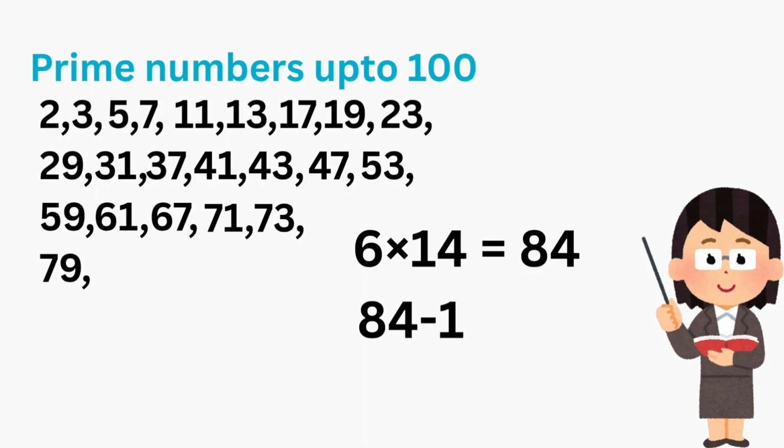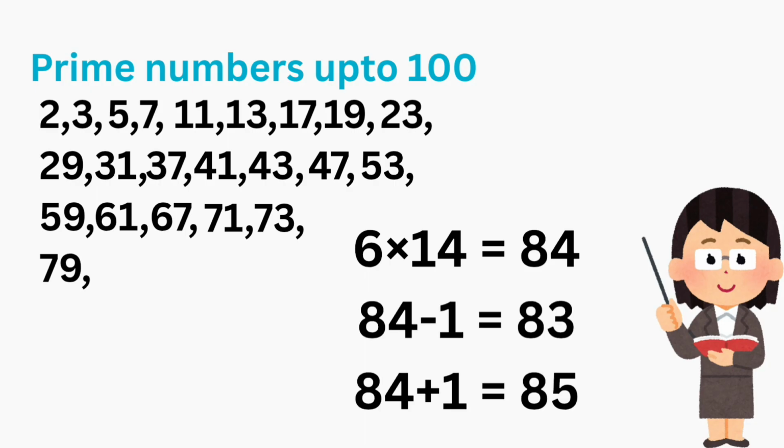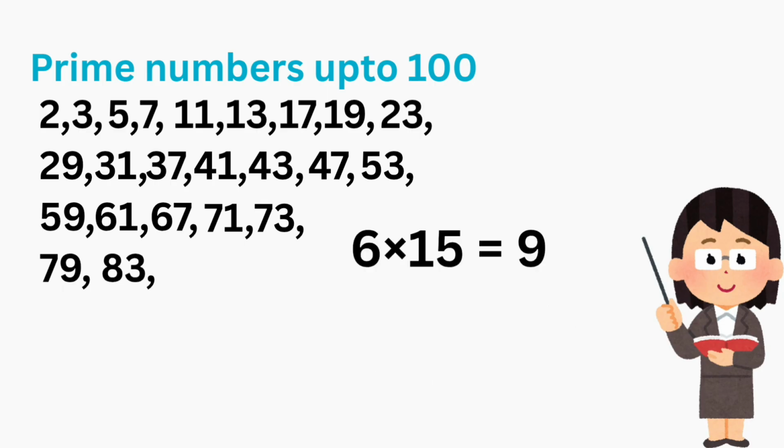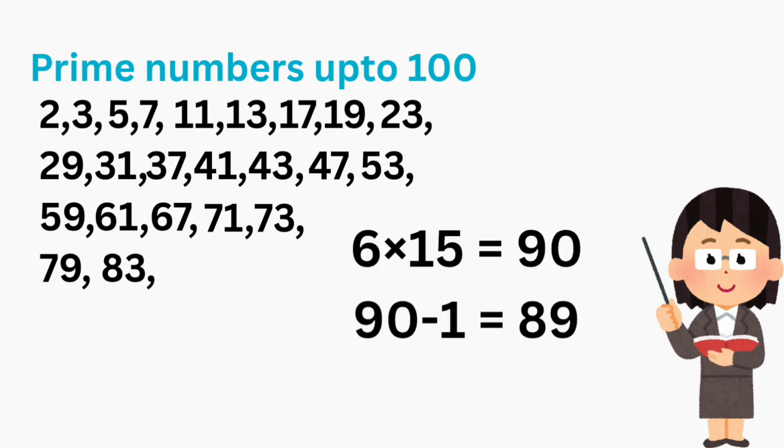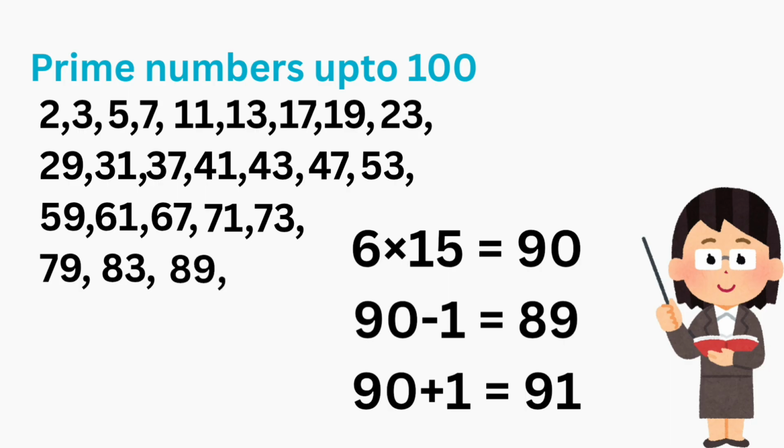Now 6 14s are 84. 84 minus 1 is 83 and plus 1 is 85. So 85 is divisible by 5. So 83 is the only prime number. Now 6 15s are 90, 90 minus 1 is 89 and 90 plus 1 is 91. So here 89 is the only prime number as 91 is divisible by 7.